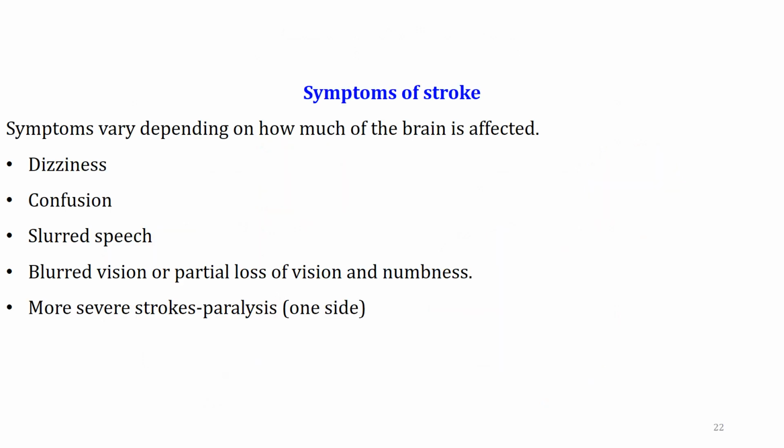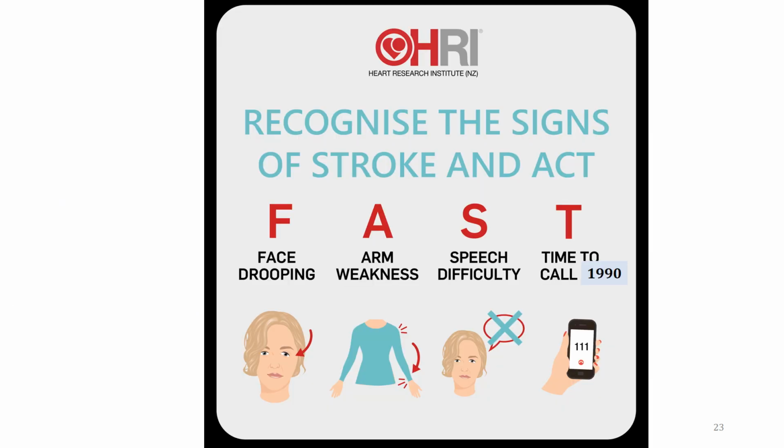Stroke symptoms depend on the brain area affected. They include dizziness and confusion, slurred speech, blurred vision, and numbness or paralysis on one side of the body. Remember FAST. F, face drooping. A, arm weakness. S, speech difficulty. T, time to call emergency services. Acting quickly can prevent serious damage or save a life.